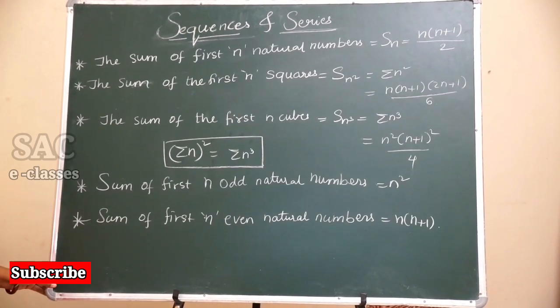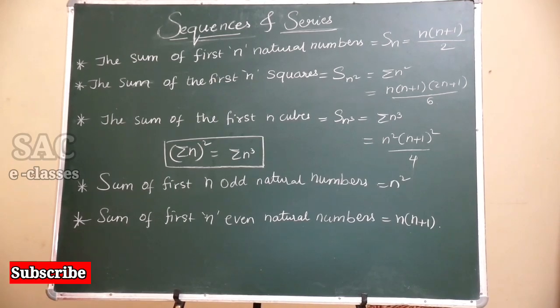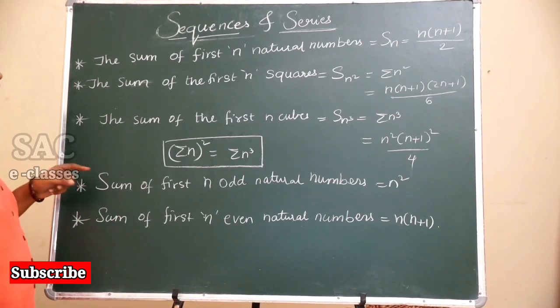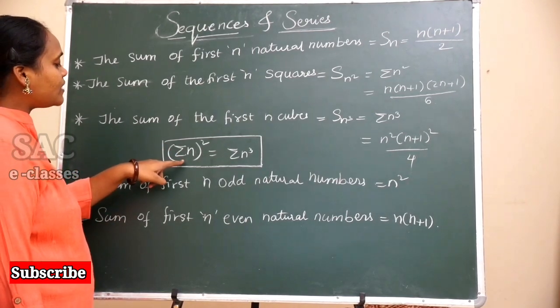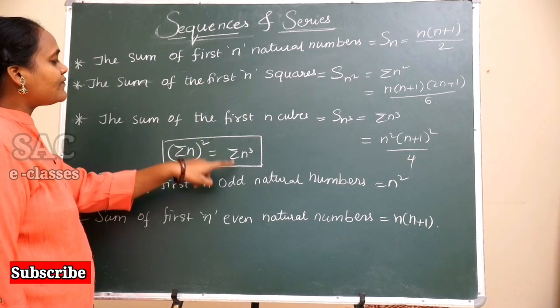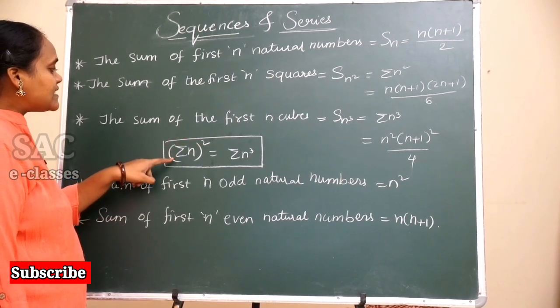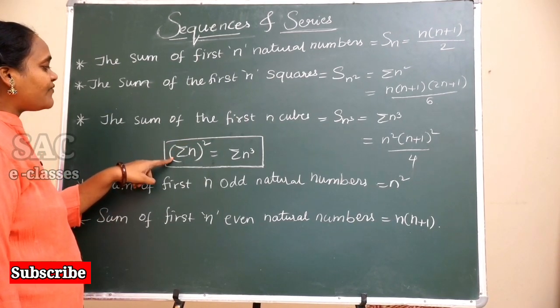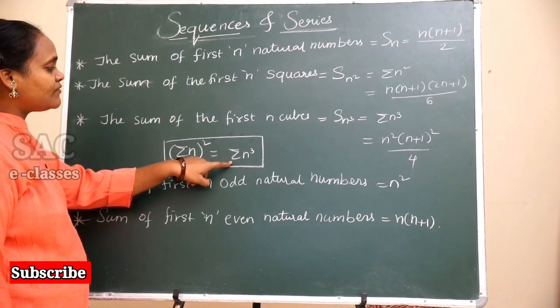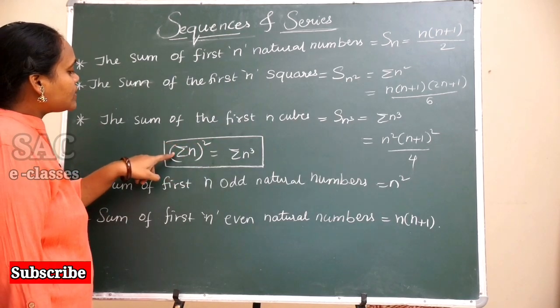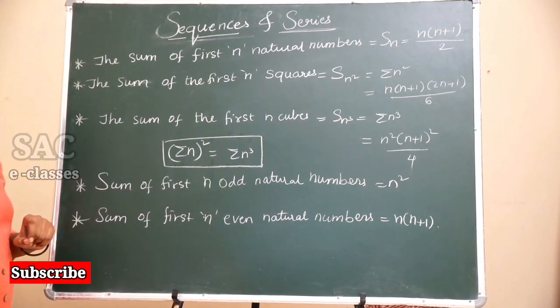Now here I mentioned some more useful formulas relevant to the sum of squares, the sum of natural numbers, the sum of cubes, as well as the sum of odd natural numbers and the sum of even natural numbers. And one more relationship you need to remember very carefully is that the sum of the first n cubes can always be expressed as the square of the sum of the first n natural numbers. So here I have mentioned with the symbol sigma, sigma n cube is equal to sigma n whole square. This is the important relationship.